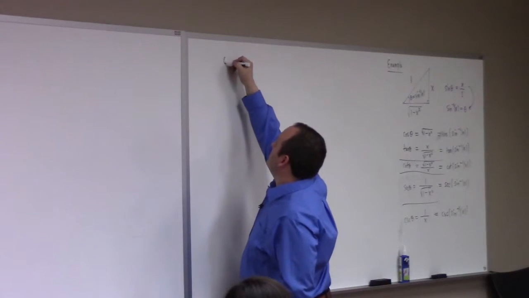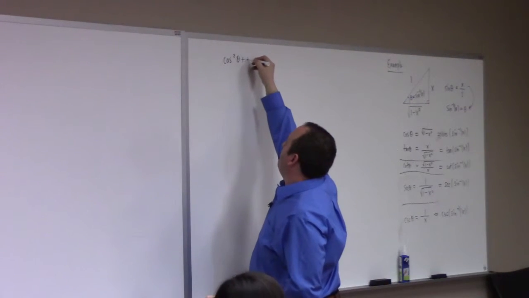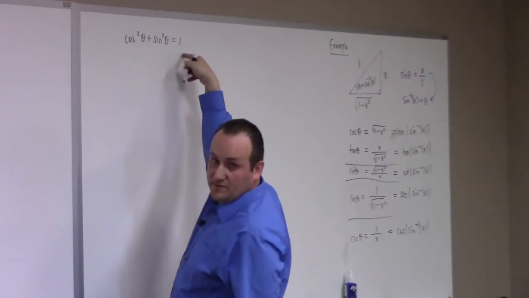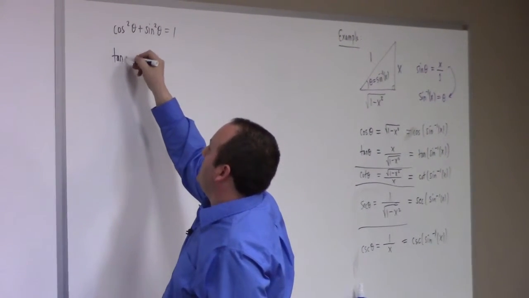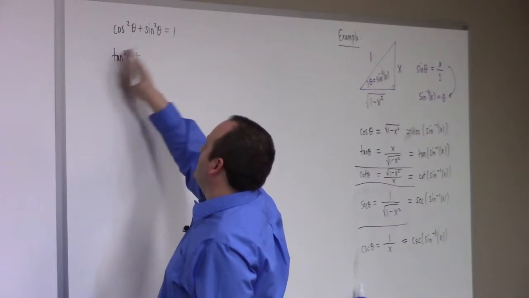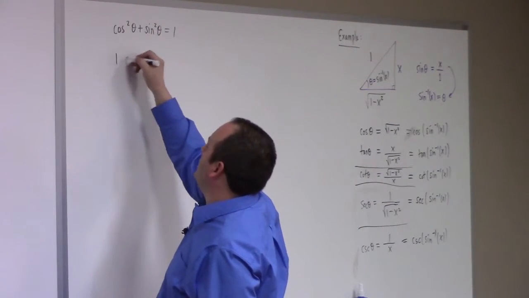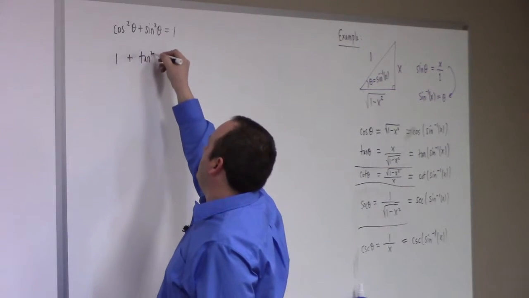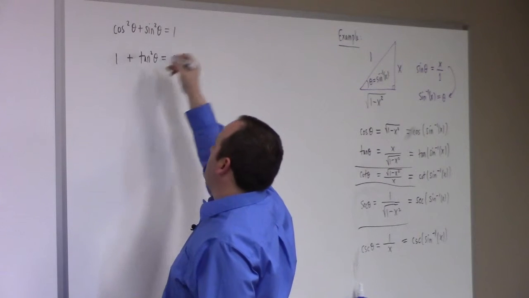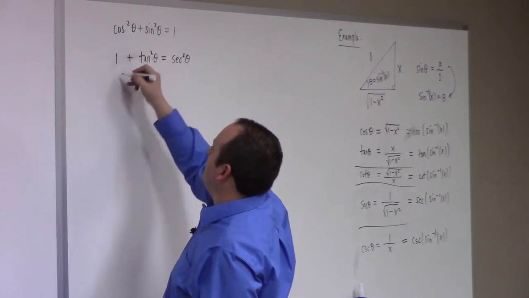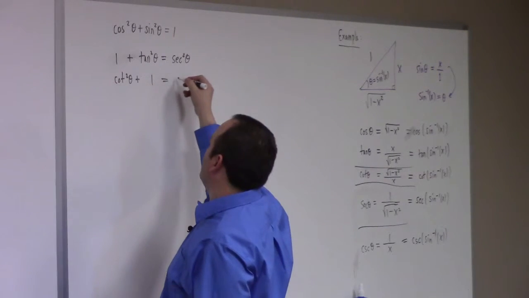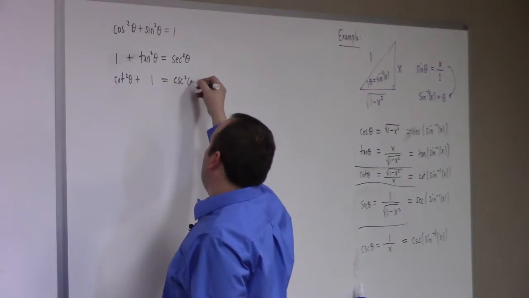Let's see here. So when you divide this by cosine squared, we get tangent squared theta. Excuse me. Divide by cosine squared. I get 1 plus tangent squared is 1 over cosine squared theta, but that's secant squared theta. And then if I divide this by sine squared, I get cotangent squared theta plus 1 equals cosecant squared theta.